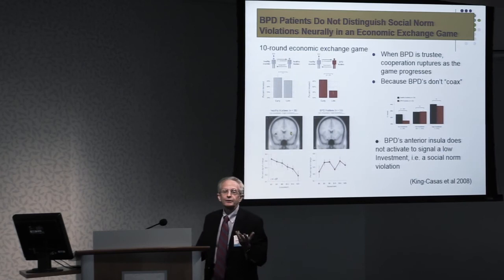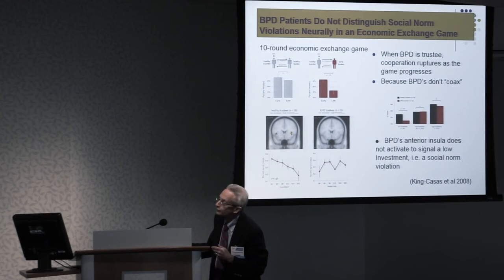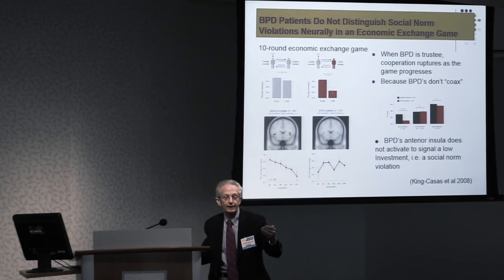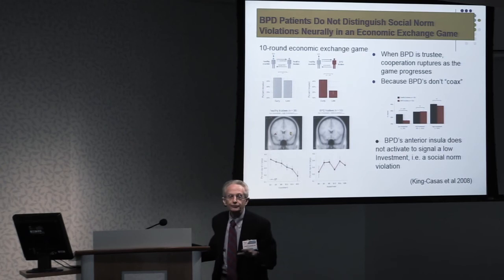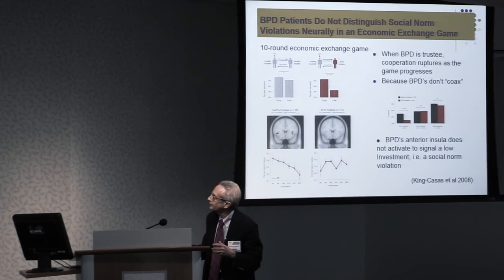Well, they looked at what was going on in the brain when this happens, and they found that there was an interesting difference between the borderline patients and the healthies in the anterior insula. So this shows the activation of the anterior insula in healthy subjects based on the amount of money that's being invested with the trustee each round. So when the trustee is getting a good deal of money, the anterior insula is relatively quiet. But when they're not getting much money this round, the anterior insula gets pretty excited. But with borderline patients, this line is flat. So once again, the borderline patients' brains are not responding to kind of a social norm violation.